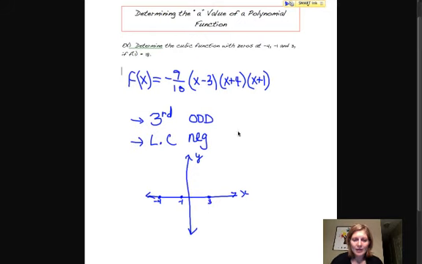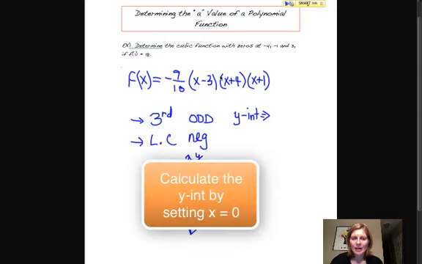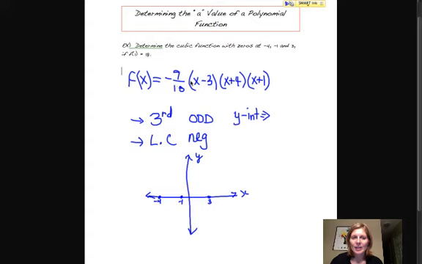Okay? The other thing that I can do to help me graph this function is figure out what the y-intercept is. That's a big help in graphing this function. So the y-intercept is when I make x equal to 0. And so if I make this equal to 0, this equal to 0, and this equal to 0, then I just have to do the math. So the y-intercept would be negative 9/10 times negative 3 times 4 times 1.